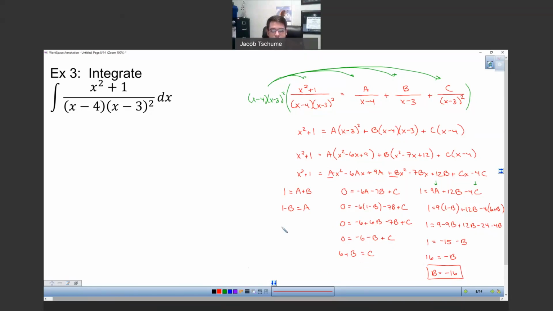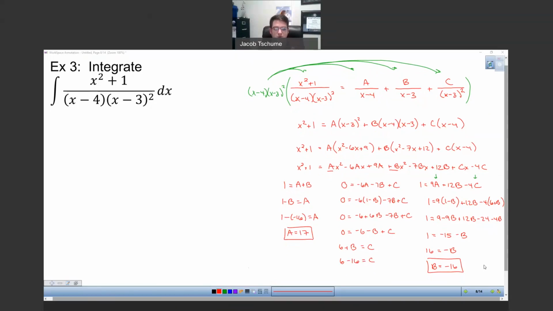So on the first one, you would have 1 minus a negative 16 equals a. So therefore, a would actually equal 17. And then plugging b into the second equation, you would have 6 minus 16 equals c. So therefore, you'd have negative 10 equals c. And that is by far the harder part of this problem. But finally, after all that work, you have solved for a, b, and c.